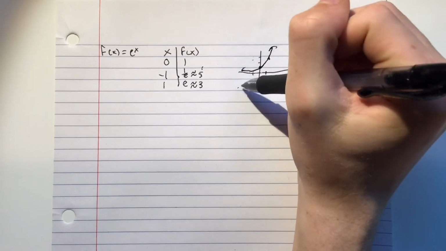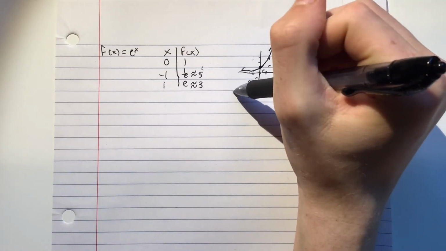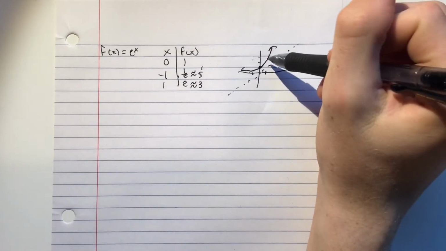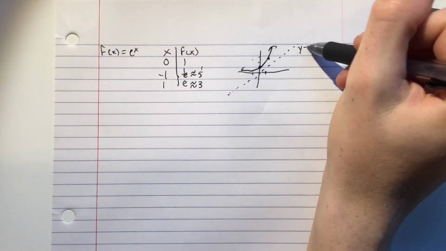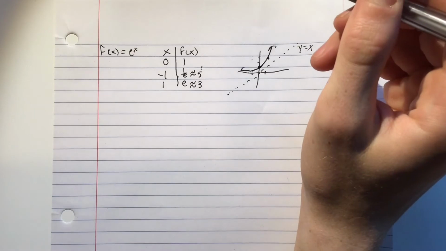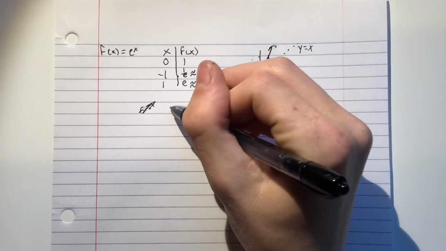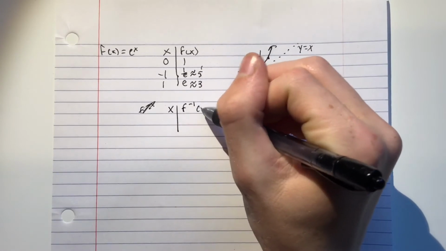If I were to reflect this over y equals x, what graph would I get from there? So if I take this and put it over here, that is the same as switching the x and the y values. Here I have the x and the y values. So let's switch them around. We have x and f inverse of x.